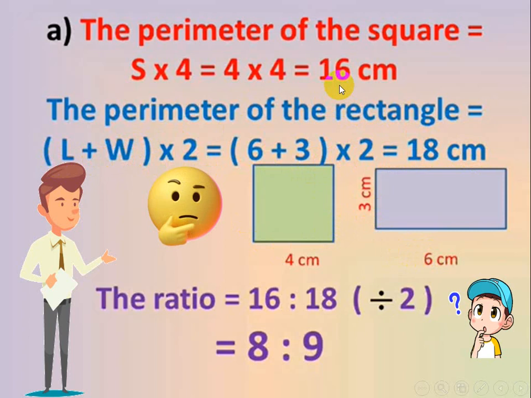So the ratio between perimeter of a square, 16, to perimeter of rectangle, 18. So the ratio will be 16:18. 16 and 18 are even numbers. So we'll divide them by 2. 16 divided by 2 equals 8. 18 divided by 2 equals 9. 8 and 9 are in the simplest form. So the ratio will be 8:9.